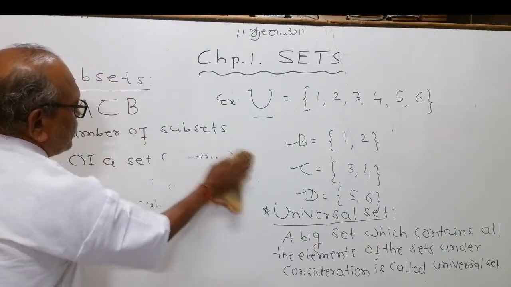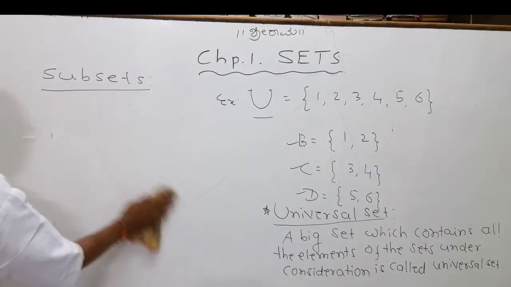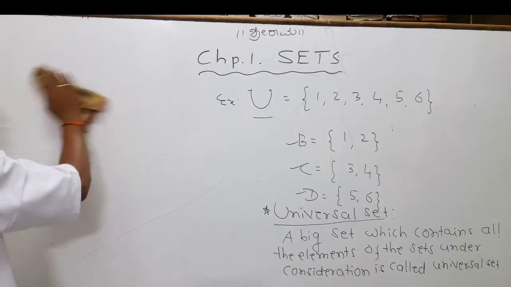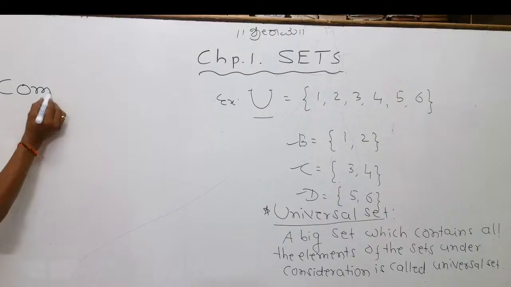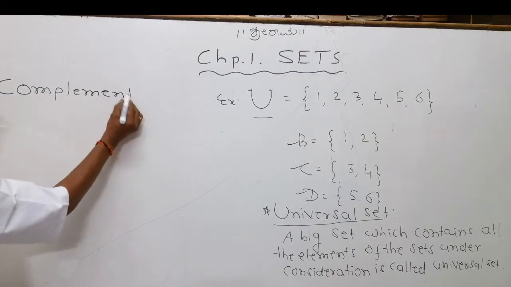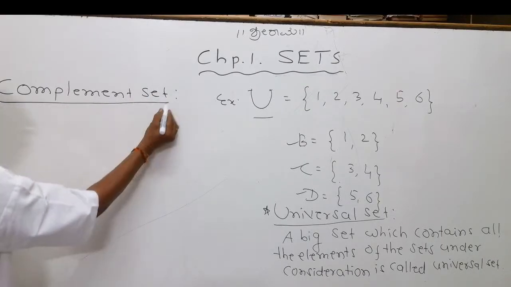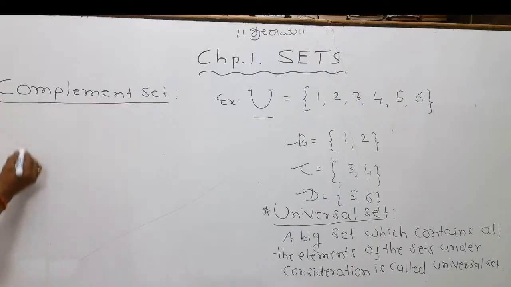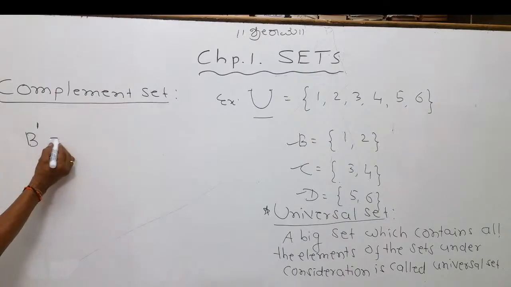That is universal set. Now, let us define another set, complement of a set. What is the meaning of complement set? We will try to understand. Observe here. Suppose B is a set here. What is B dash? Generally, complement sets of B are written as B dash.